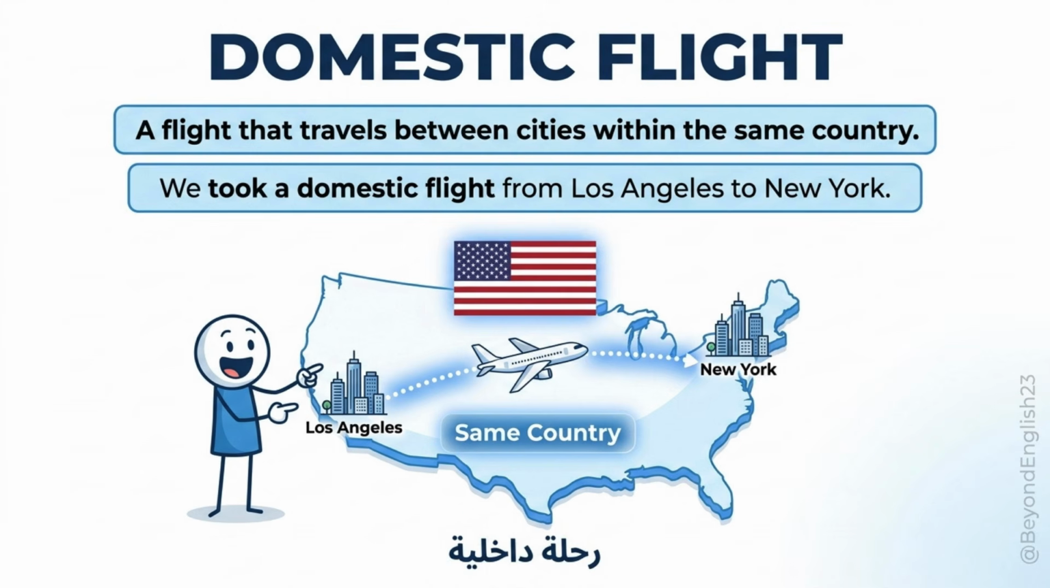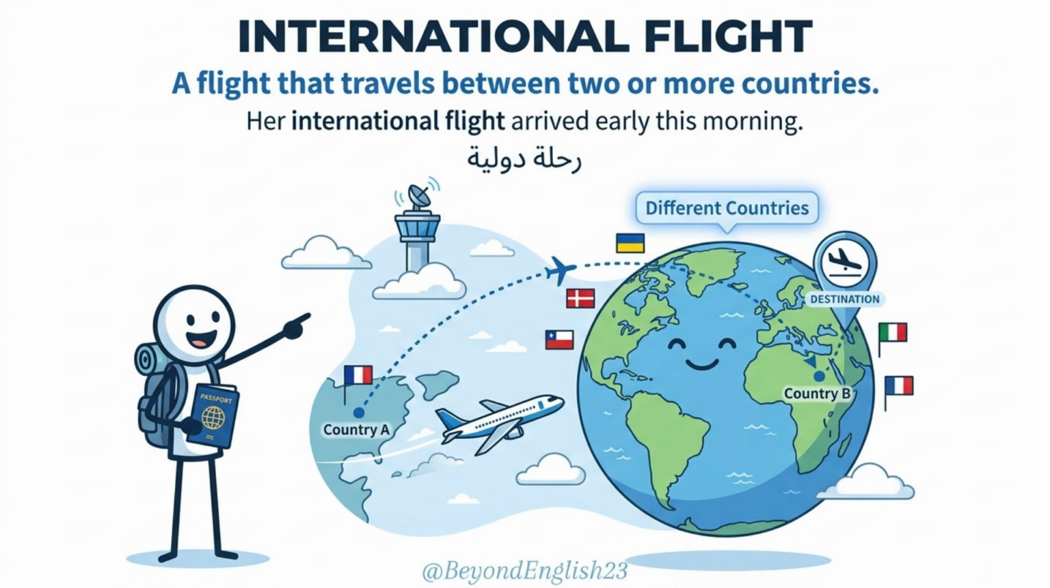5. Domestic flight. A domestic flight travels between two cities in the same country. Example: I took a domestic flight from Los Angeles to New York. 6. International flight. An international flight travels between two different countries. Example: she booked an international flight from Norway to Japan. Unlike a domestic flight, an international flight crosses an international border and usually requires a passport and immigration procedures.